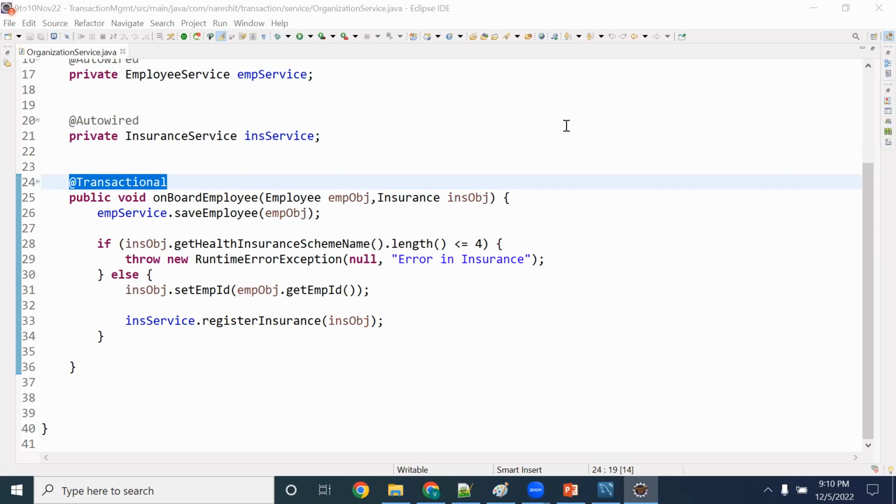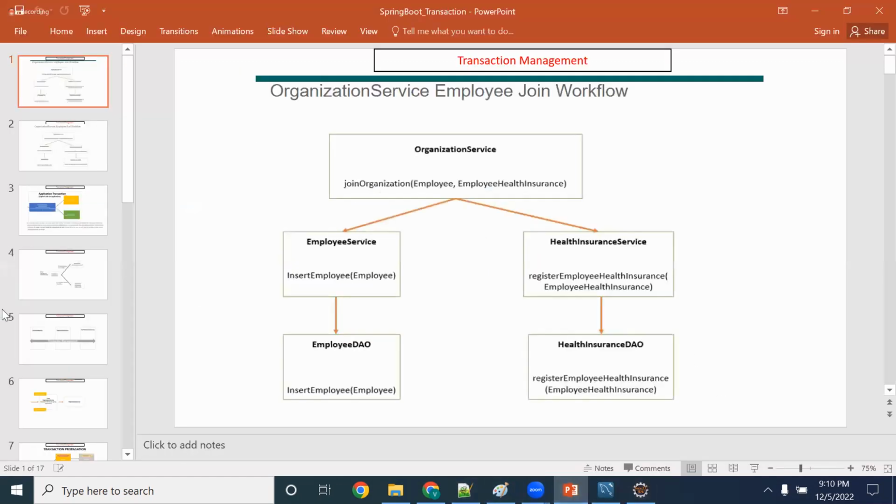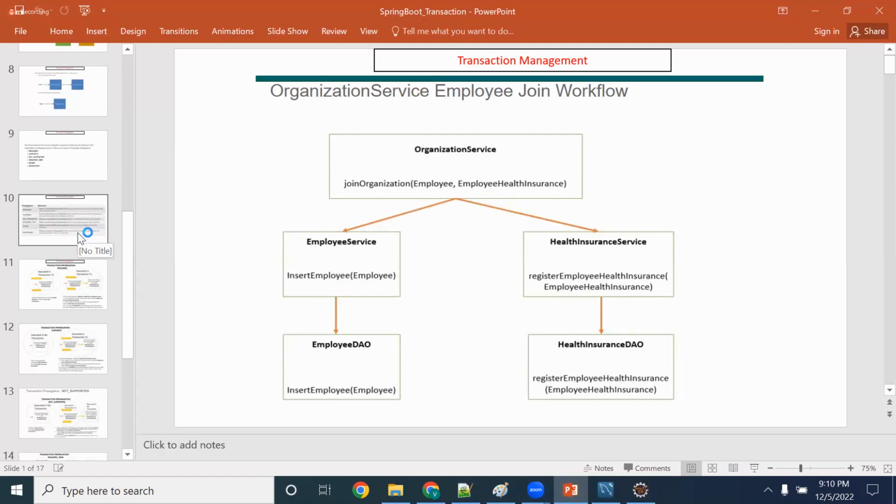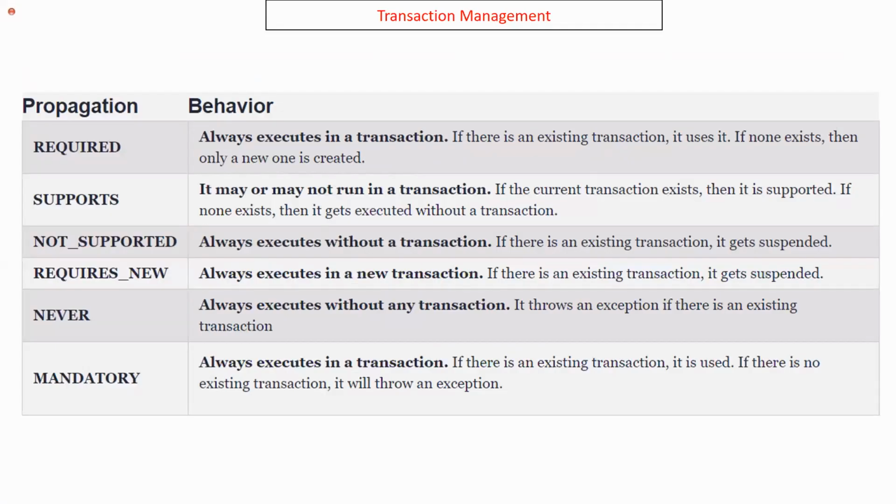So the next point is we are going to discuss propagation levels, meaning how you want your transaction object to be created. In my employee insurance example, we have full commit or full rollback. Assume that within the transactional scope, I wrote 100 DML statements, DML1, DML2, DML3 up to DML100.